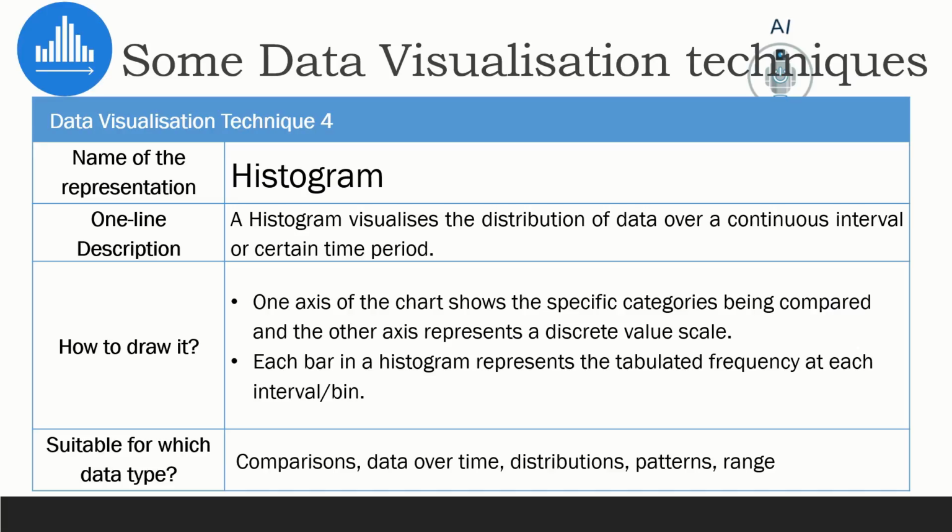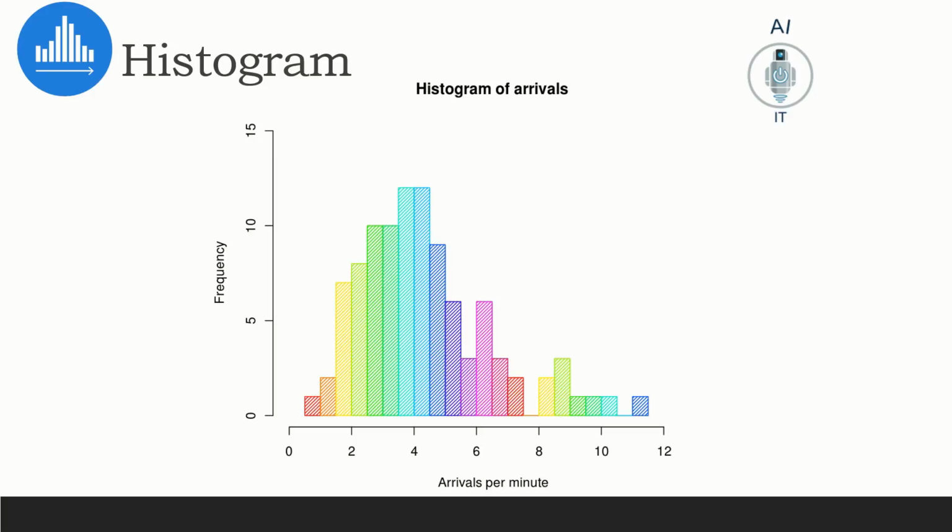To draw this, we represent on one axis of the chart the specific categories being compared, and in the other axis we represent discrete values. Each bar in the histogram represents the tabulated frequency at regular interval. This is suitable for comparisons, data over time, distributions, patterns, and range. A sample histogram shows the number of arrivals every minute.